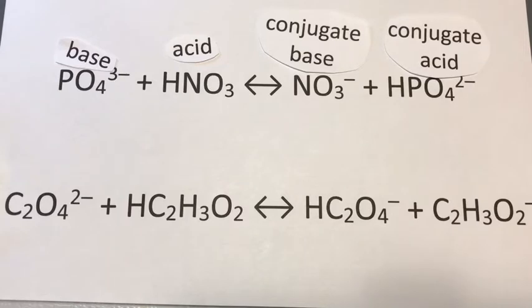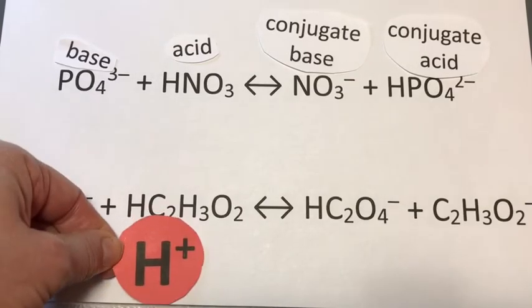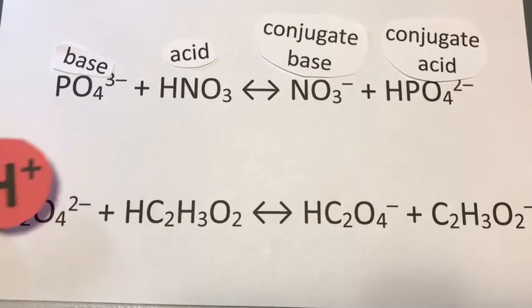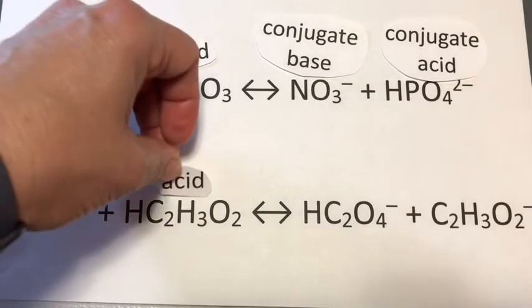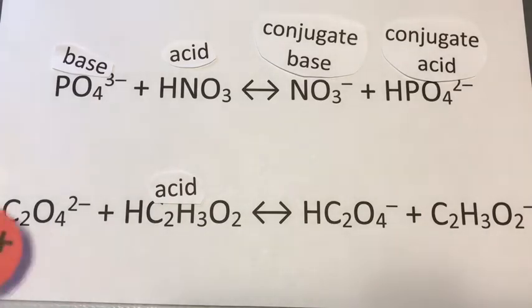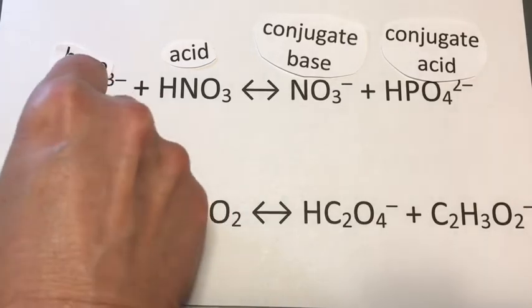One more time. Which one has a hydrogen it could donate? This one here. There's where our hydrogen ion is going to come from. This is our hydrogen donor. Or our hydrogen ion donor, our proton donor. So that's our acid. And this one is going to accept the proton. And if it accepts the proton, then it is the base.